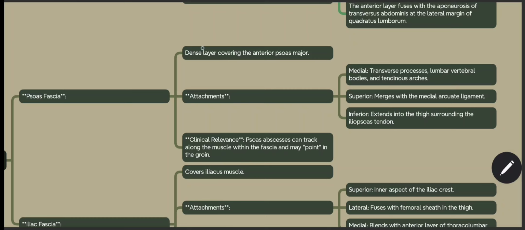So the psoas fascia is a dense layer covering the anterior psoas major. What are the attachments? Medially to the transverse processes and the bodies of the lumbar vertebrae and tendinous arches. Superiorly, it merges with the medial arcuate ligament. Inferiorly, it extends into the thigh, surrounding the iliopsoas tendon. Clinically, you can check for abscess.